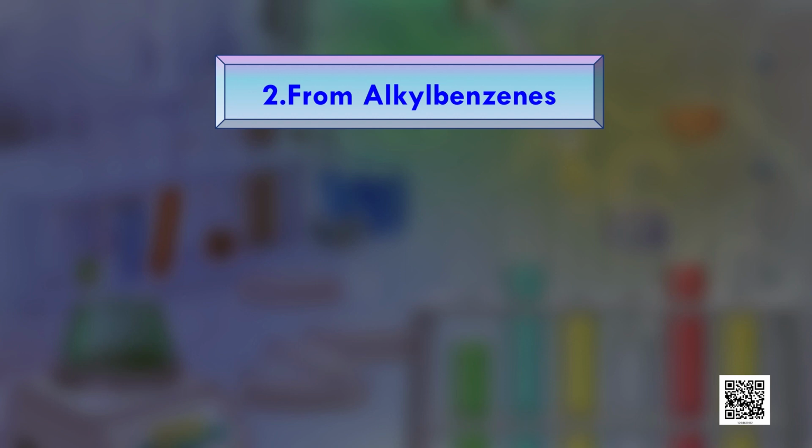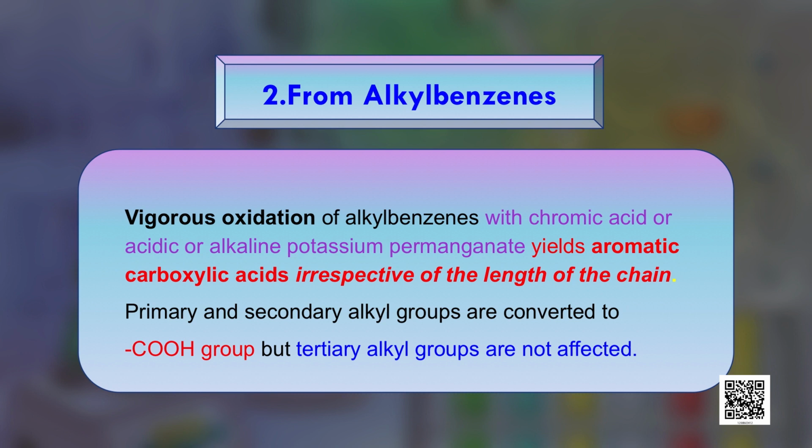The second method is from alkyl benzenes. Here you can see that vigorous oxidation of alkyl benzenes with chromic acid or acidic or alkaline potassium permanganate yields aromatic carboxylic acids irrespective of the length of the carbon chain in the starting material. That is, if we start even with a primary or a secondary alkyl group in the starting material on the benzene ring, that whole chain gets converted to the COOH group, but the tertiary alkyl groups are not affected by these reagents and we cannot oxidize them to carboxylic acids.